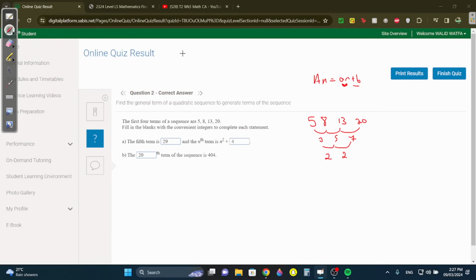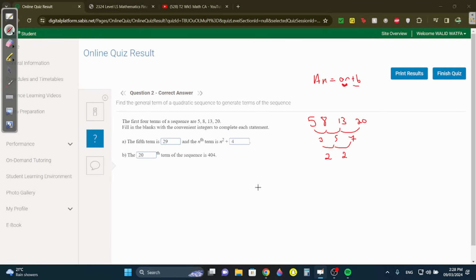If you remember, we had 3 types of sequences. We had the linear sequence, which is an plus b. Then we had the quadratic, which is an squared plus bn plus c. And then we had the cubic, which is an cubed plus bn squared plus cn plus d. In this case, since it's 2 sets of differences, it's the quadratic. How can you solve it?